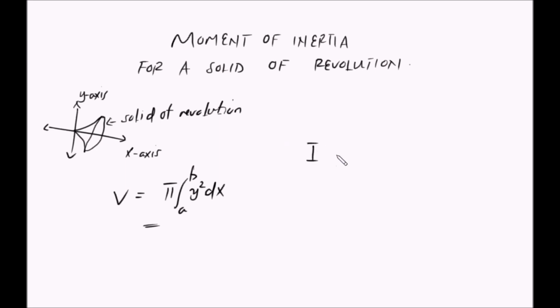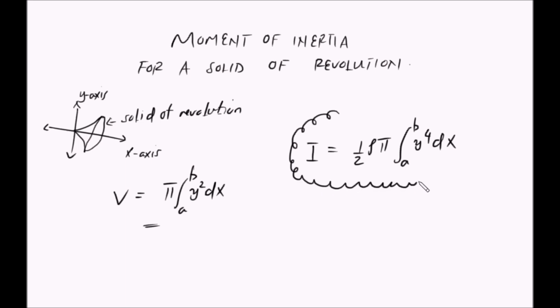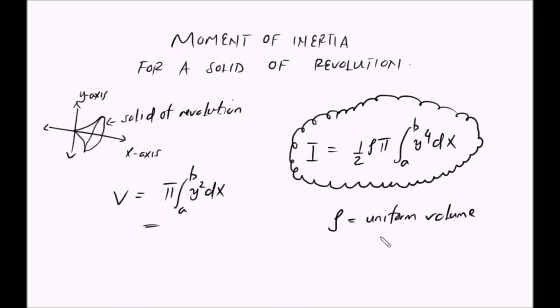Sasa moment of inertia for a solid of revolution is given by the formula 1/2 rho times pi. You integrate from a to b y power 4 with respect to x. Hii ndo formula ya moment of inertia for a solid of revolution. Na hii rho ni uniform volume density. Mara nyingi huwa tunapewa uniform. Uniform manake constant. So hii rho ni uniform volume density.